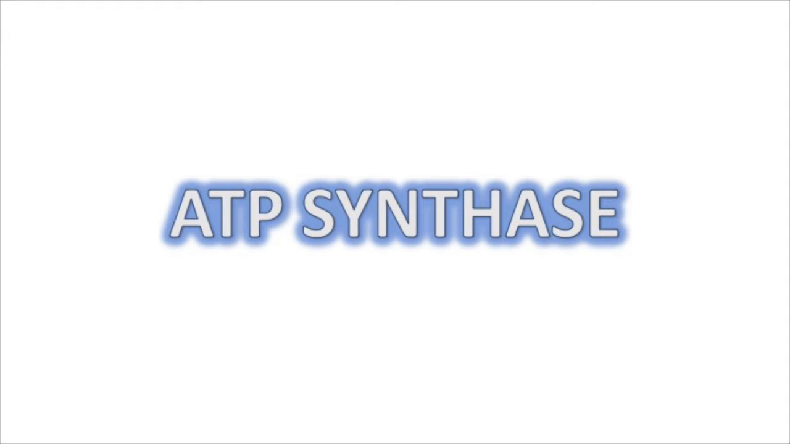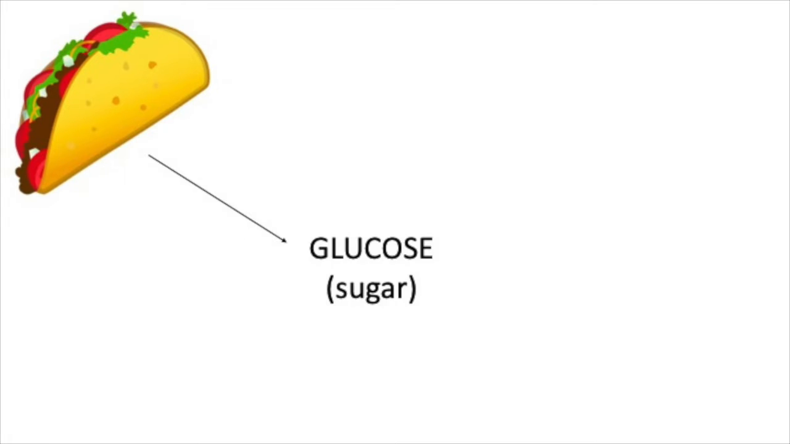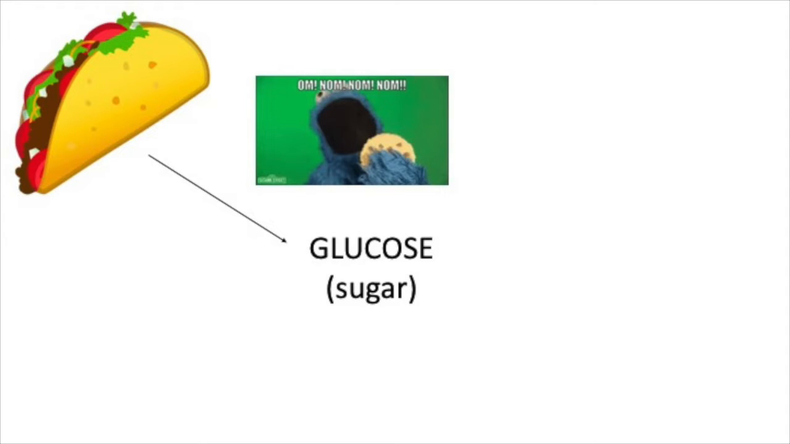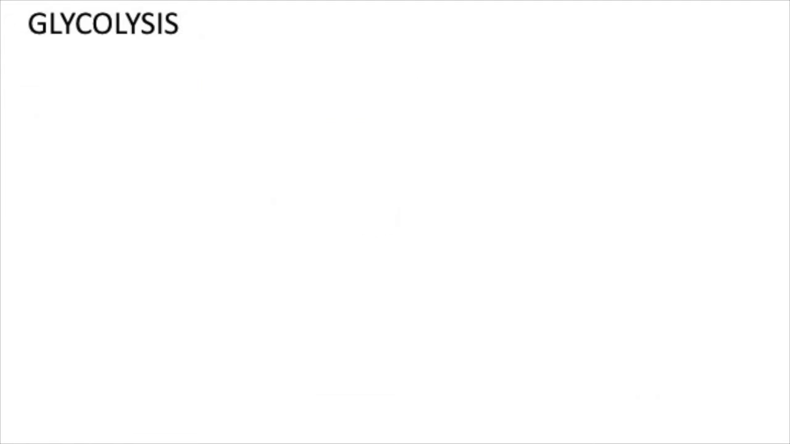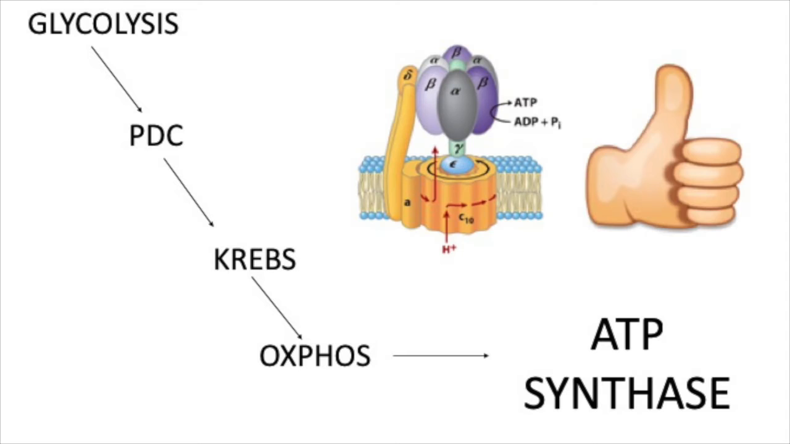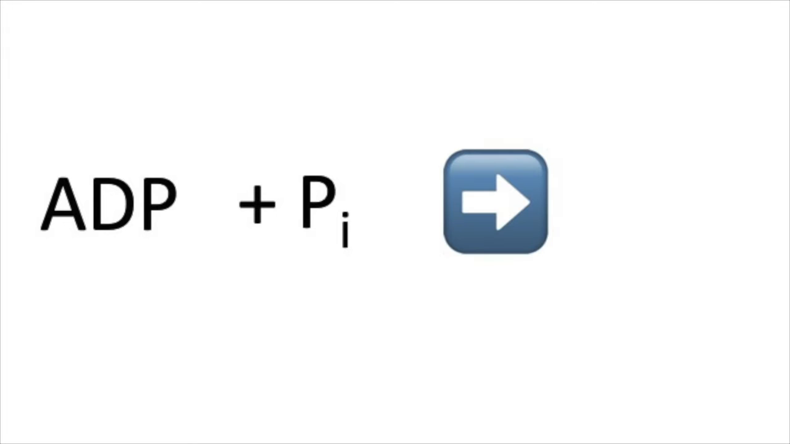ATP synthase is the enzyme complex that is responsible for making most of our body's energy. ATP synthase is the very last enzyme involved in the metabolism of most of the foods we eat, but primarily of sugars or glucose. It uses energy provided by previous reactions to power the addition of inorganic phosphate, denoted by Pi, to ADP.